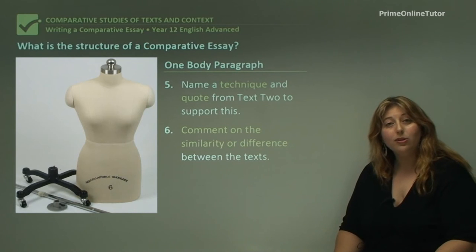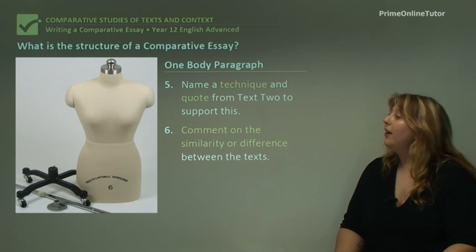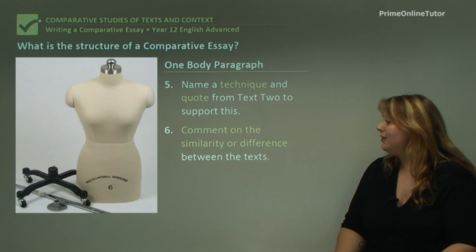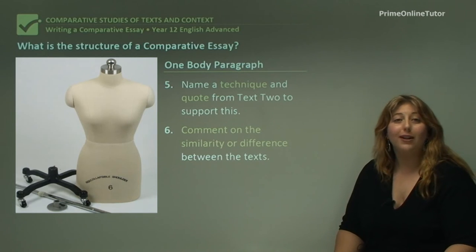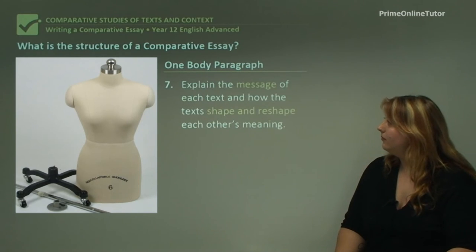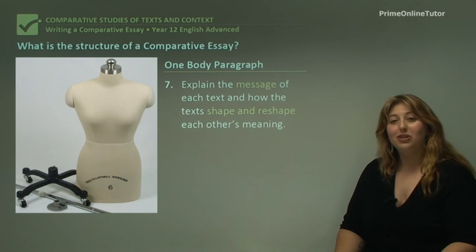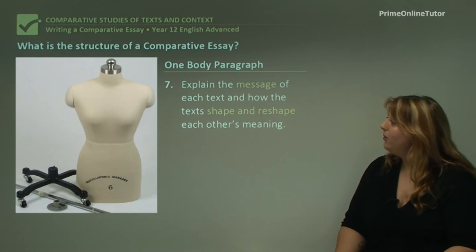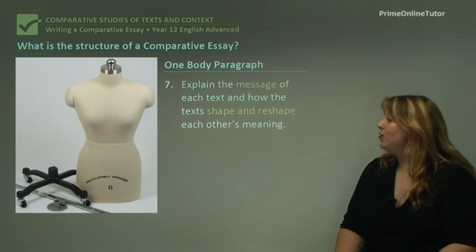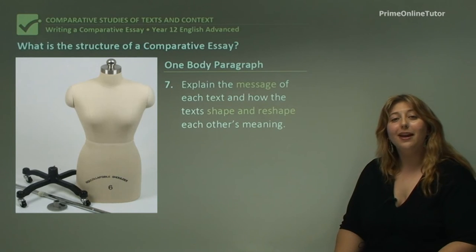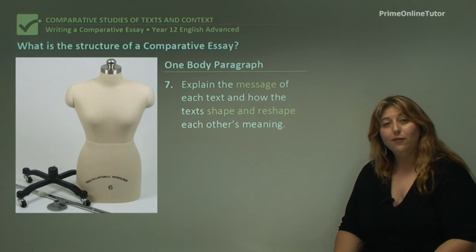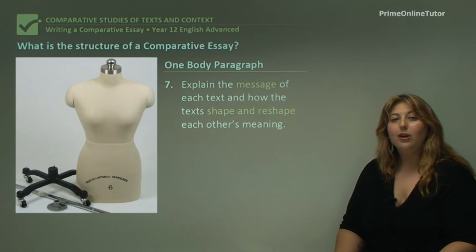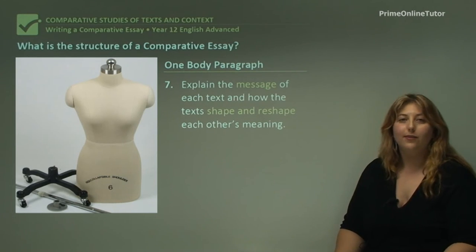So in exploring connections, you'll be talking about the similarity. In text and time, you're going to be talking about the difference and how it shows a change in values over time. Then you're going to say what message each text has about this issue or value, and you're going to do shaping and reshaping. So you're now going to use another technique and quote from either the first text or the second text to explain how the first text changed your opinion of the second, or vice versa.